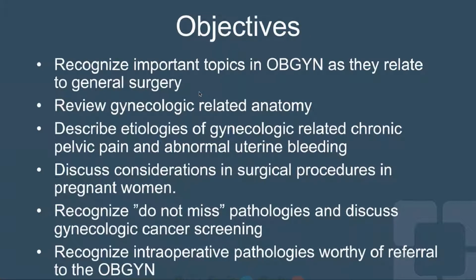The objectives of this talk will be to recognize important topics in OBGYN as they relate to general surgery. We're going to review a little bit of gynecologic related anatomy that you may not have seen in this way since medical school. We're going to describe etiologies of gynecologic related chronic pelvic pain and abnormal uterine bleeding, which are two major topics in our field. We're going to discuss considerations and surgical procedures of pregnant women, recognize some of the do not miss pathologies, and discuss gynecologic cancer screening as well.